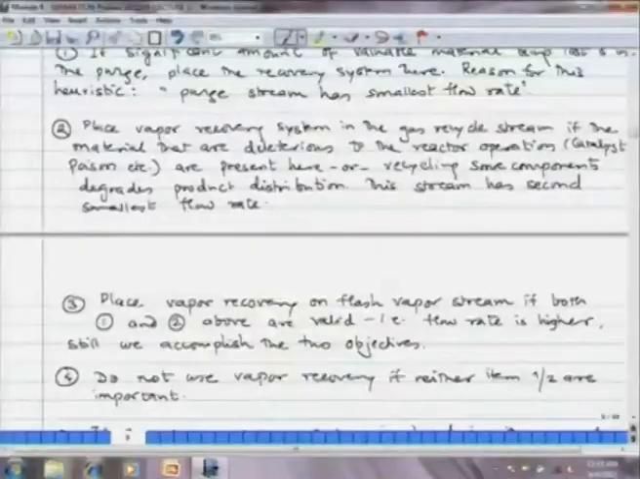Now, if that stream contains some deleterious compounds, as I said earlier, like catalyst poisons or some components which are going to trigger side reactions that will create loss of your valuable reactant, then to prevent the recycle of these components back to the reactor, you have to place the vapor recovery system in that stream. That stream has the second smallest vapor flow rate.